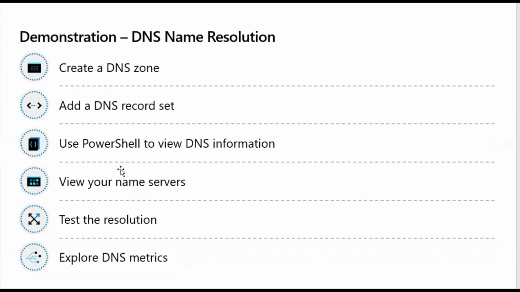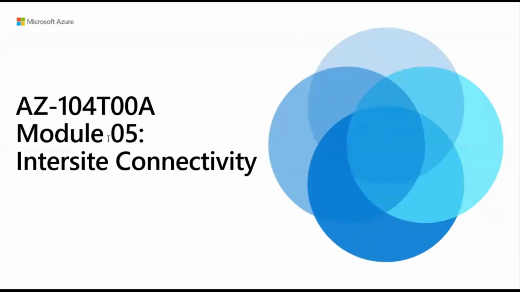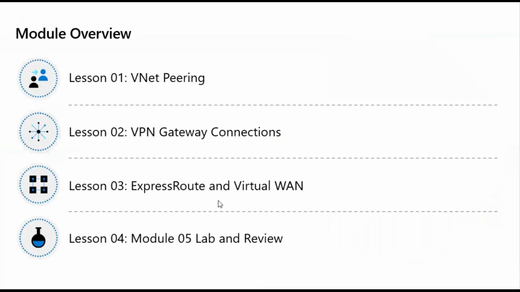So around that area, we're going to look at some labs. Module 5, inter-site connectivity. As part of this, we're going to look at VNet peering, VPN gateway connections, ExpressRoute and Virtual WAN, and then you're going to do some labs around that.